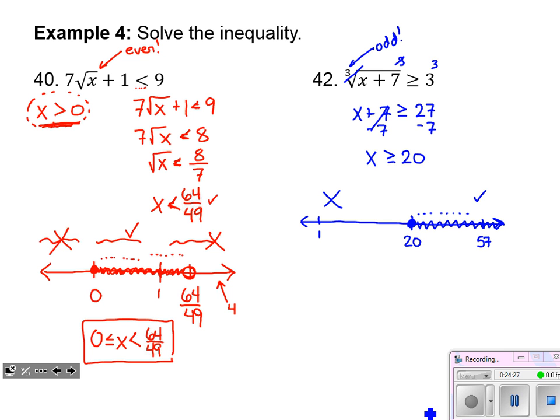How do I express that solution? Well, it's the result that I had here. Since the radical did not need any special restraints placed on it, I don't need a compound inequality. I can just say all x's that are greater than or equal to 20.